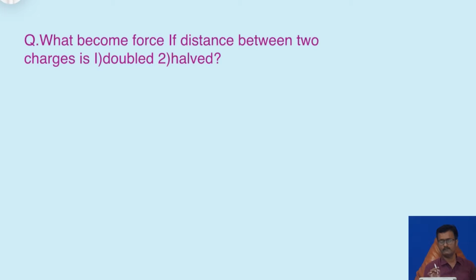What becomes of the force if the distance between two charges is doubled? See, for the first question, the distance is doubled. Okay, what becomes the force? What is the force formula? F is equal to 1 by 4 pi epsilon naught q1 q2 by r square. Look here, q1 q2 is the same under this condition. 1 by 4 pi epsilon naught is a constant. Then F is inversely proportional to the square of the distance.